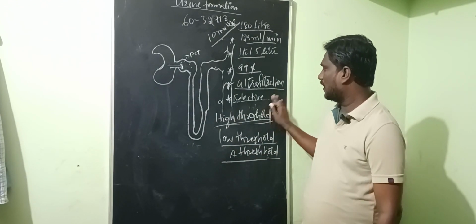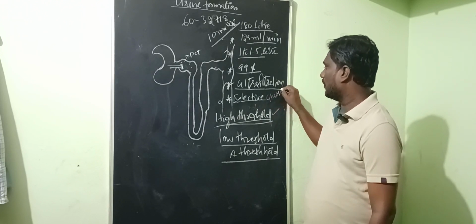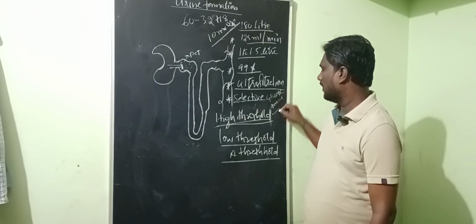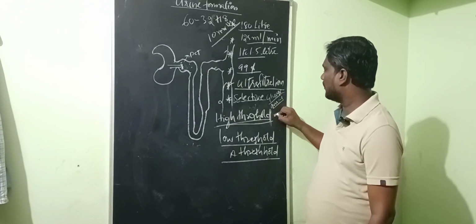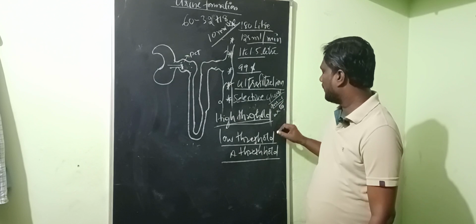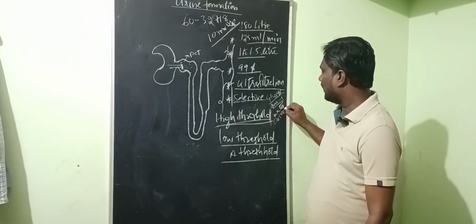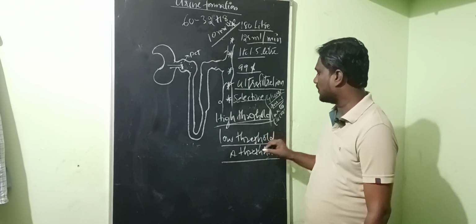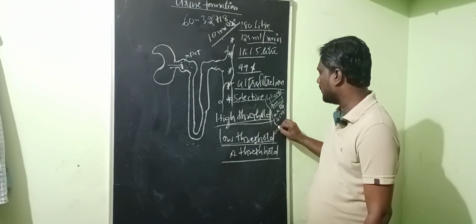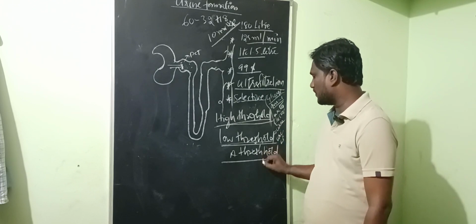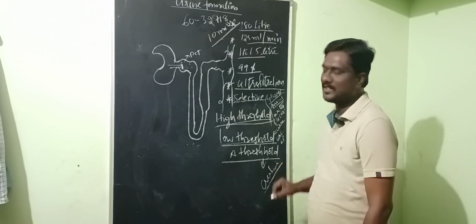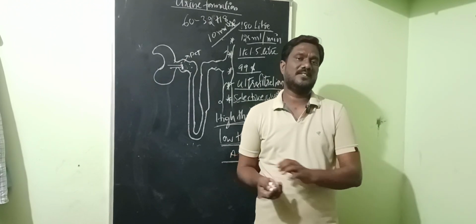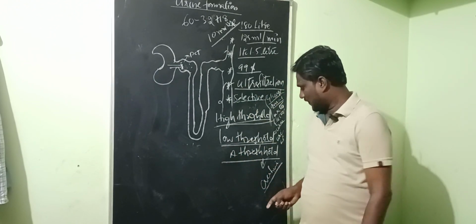Those are glucose, amino acids, water, and some electrolytes. These are high threshold substances. Next, low threshold substances are urea and uric acid. The a threshold substance is creatinine. This is an excretory product, so there is no need to reabsorb creatinine.